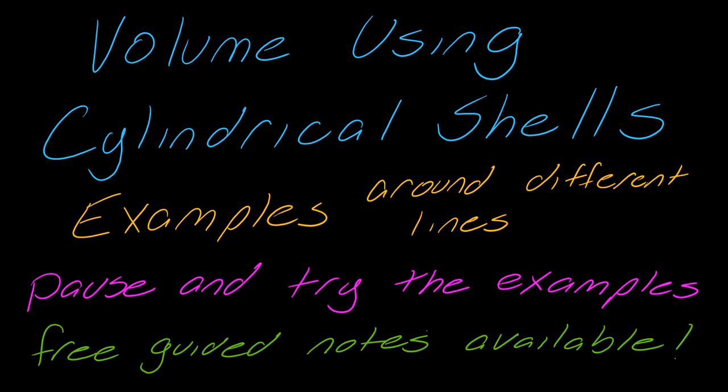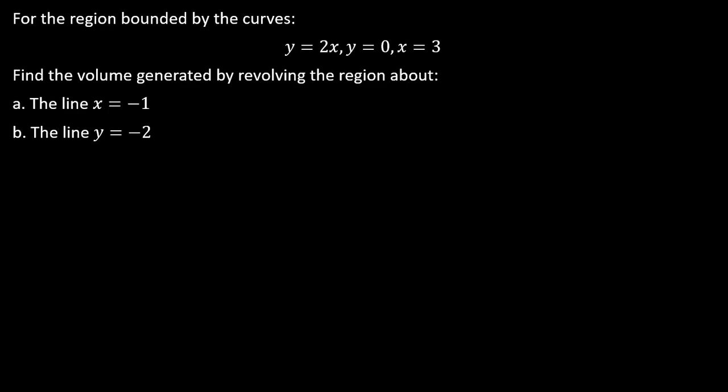Okay, so in this video, I'm going to do two examples of volume using cylindrical shells. I'll just get right into the example. So what I want to do is use this region bounded by the curves y equals 2x, y equals 0, x equals 3. The first time I'm going to do this for the volume generated by revolving around x equals -1, and then the second time it'll be revolving around y equals -2. So we can compare how the approach differs, okay?